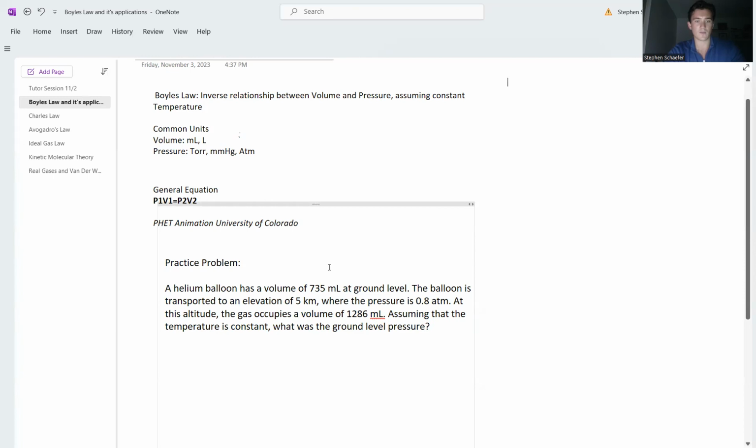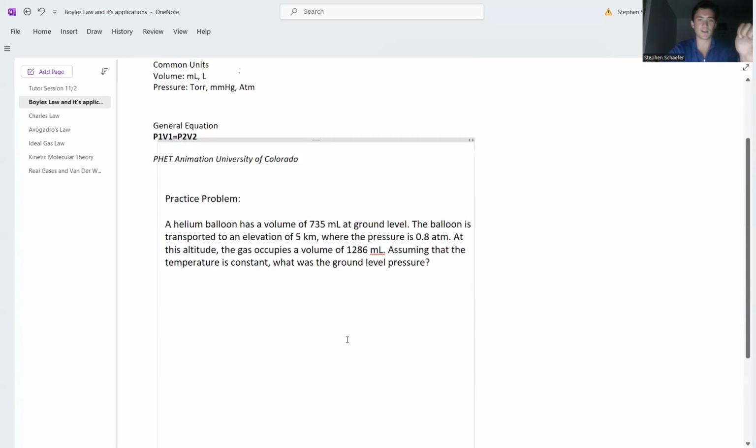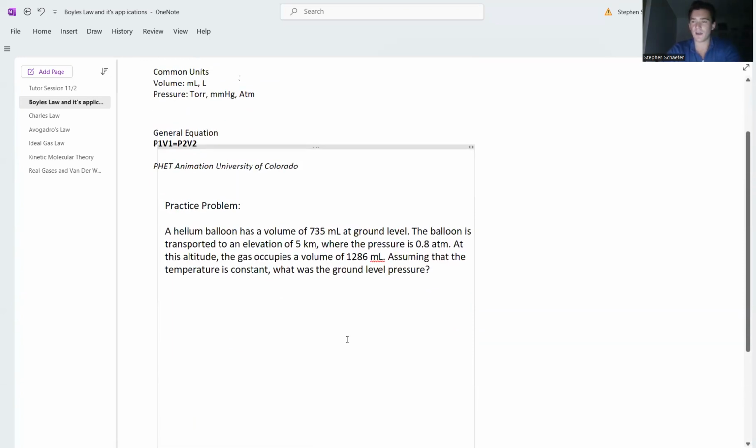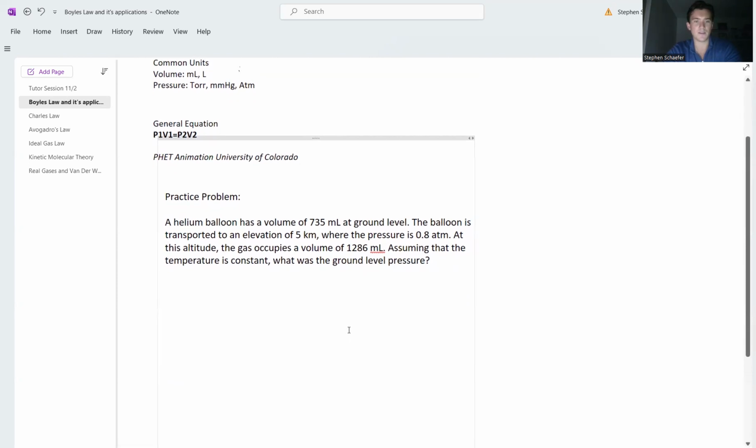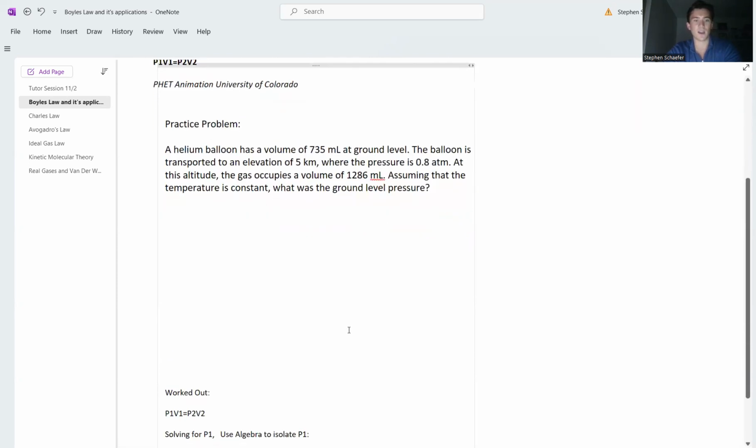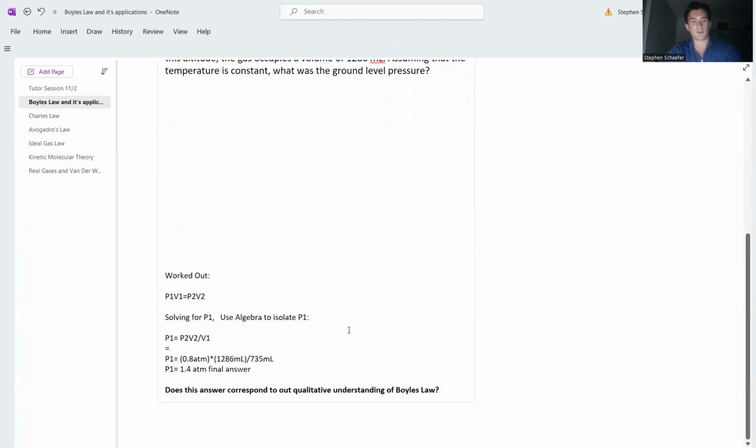We are also given a V1 of 735 milliliters. That's our ground level volume of the helium balloon. What we don't have is the P1, the initial pressure, which is what we're asked to find when they say ground level pressure. So let's scroll down. Actually, if you want to pause the video right now, this would be a good time to work out the solution yourself. Okay, so now we can come back, and assuming that you've tried the problem, I can show you how I worked it out.